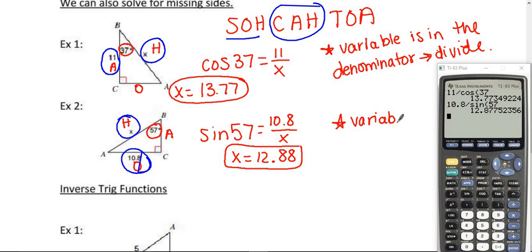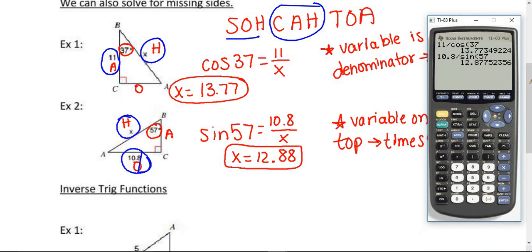All right, now if your variable was on the top, unfortunately there's not an example for that. Variable on top means times. Okay, so top times, they both start with T, denominator, divide. And the number is always first. We'll do more examples with this in class.